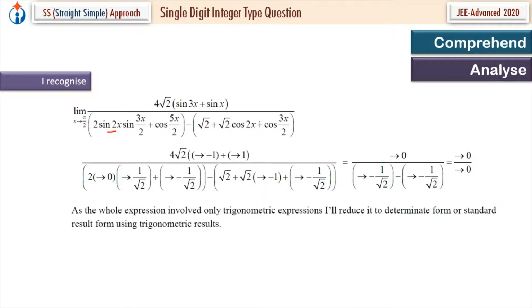Now, as the whole expression involves only trigonometric expressions, I will reduce it to determinate form using the trigonometric results or standard results. The standard result for the trigonometric expression is sin x upon x, but there we have trigonometric and algebraic, sin x and x. So first I look to simplify this with trigonometric results. Tending to 0 upon tending to 0 means tending to 0 is a factor in the numerator, and tending to 0 is a factor in the denominator. And if x is tending to pi by 2, the factor should be cos x.